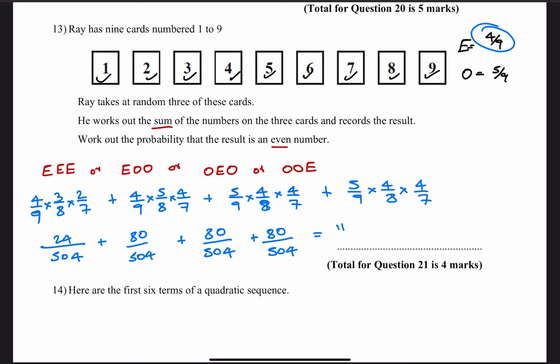That's the final answer. You plug it on a calculator. Okay. That's the probability of even number. Good. If they want the odd number, then what do you do? 1 take away this one, which basically makes it what? 10 over 21.